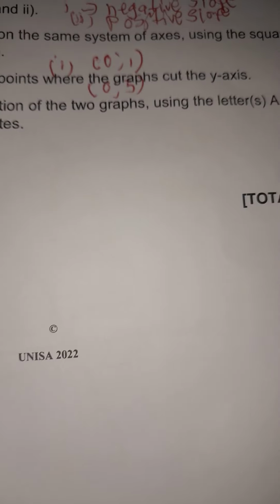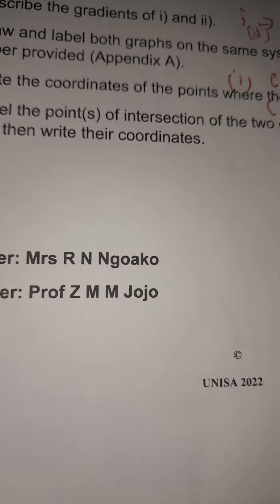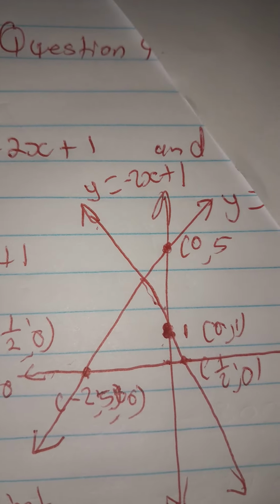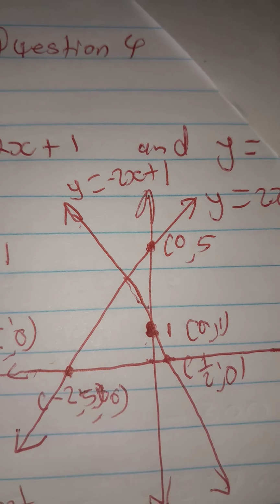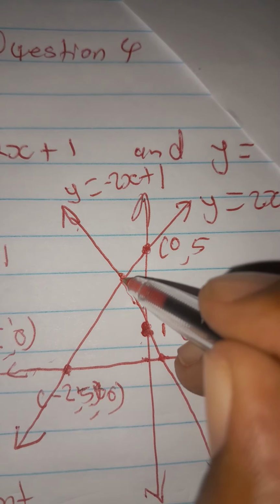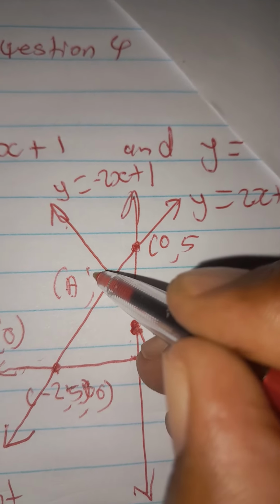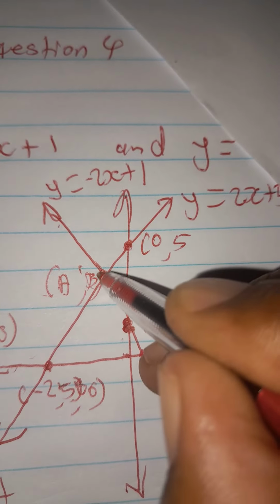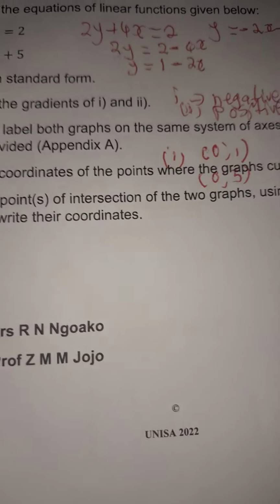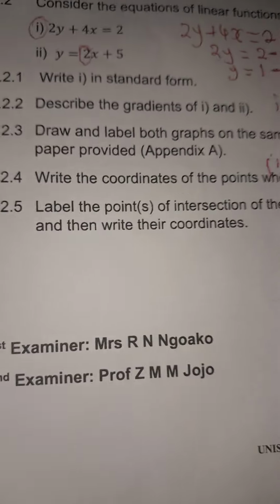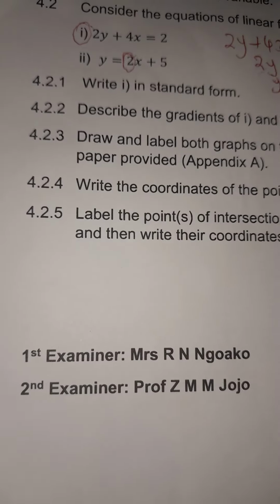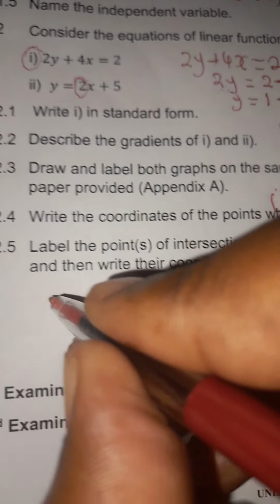Then they want us to label the point of intersection of the two graphs using the letters A and B, and then write the coordinates. Okay. Where they intersect, guys, the point of intersection will be here. So we could say A and B, it will be here. This is where they intersect. But they are interested in finding the coordinates, right? And then you write them.